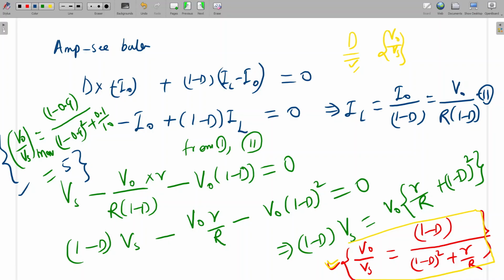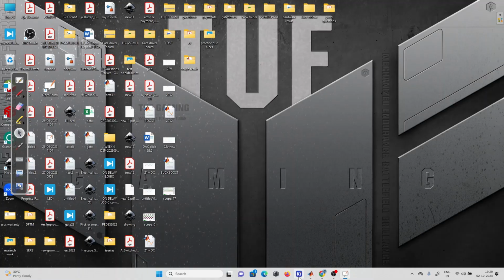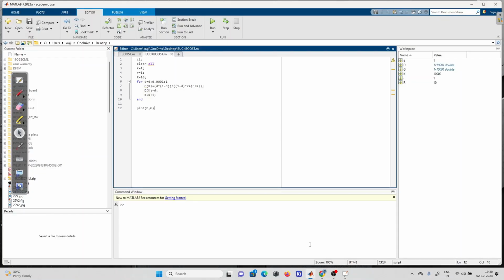Is it clear to all, the derivation till now? Clear, sir. Okay. So now I'm going to show you some waveforms from some coding I have done in MATLAB, so that from there also we can observe this. Is this screen visible? Visible to all, this MATLAB screen?